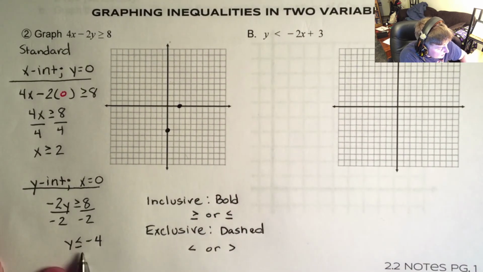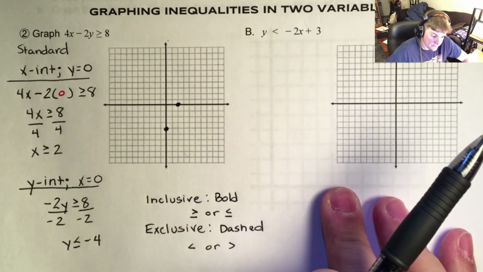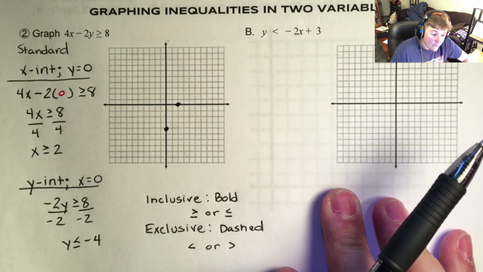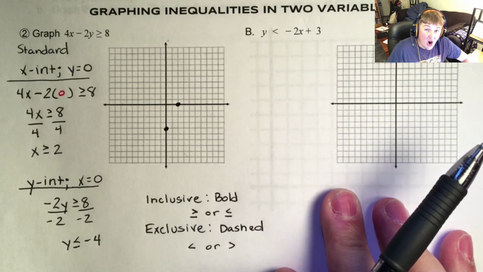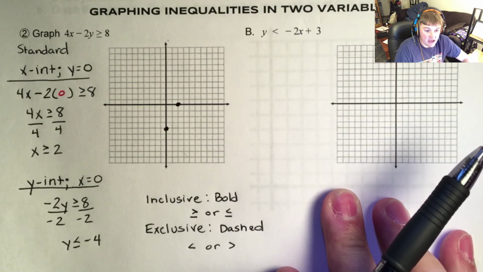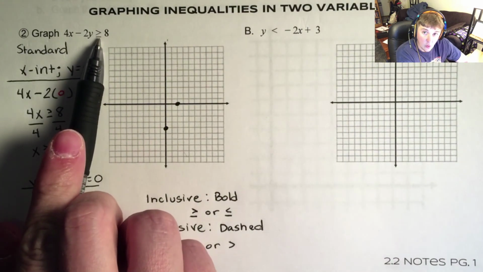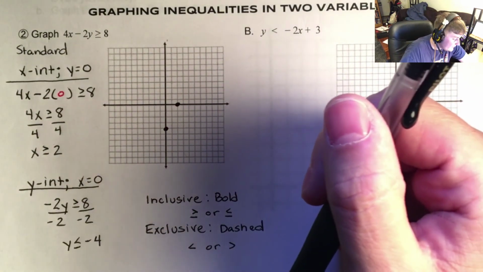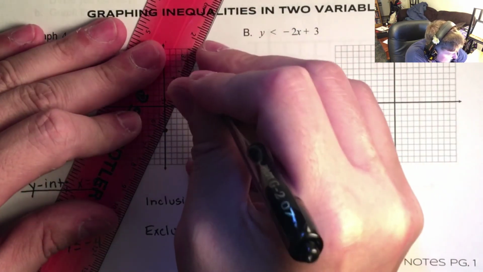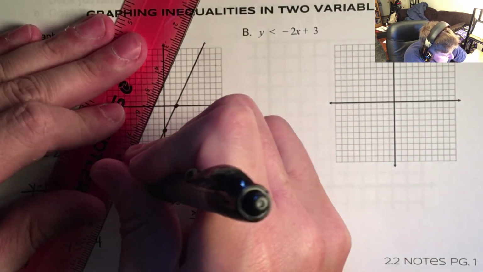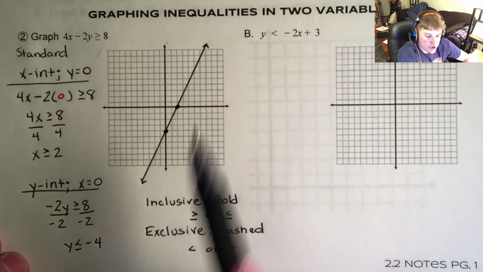Okay, so let's look at ours. Is the line that I'm going to create inclusive or exclusive? Hopefully you're saying that it's going to be inclusive, so the points on the line will be part of the solution, and that will be because my inequality sign is a greater than or equal to. So all I have to do is make my line. I know it's a bold line. And then what I have to figure out from there is where are my solutions relative to this line?